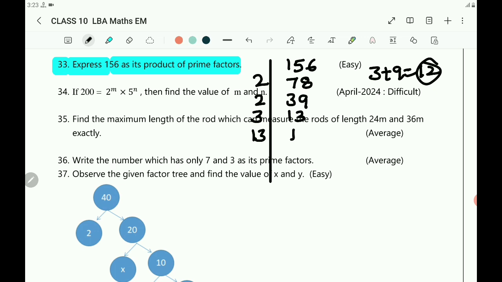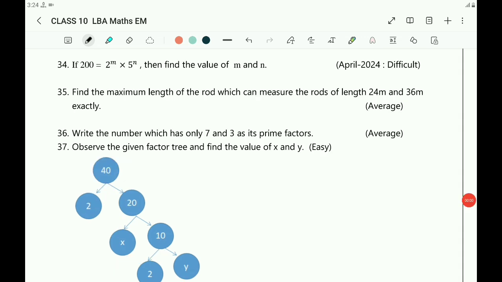You got the prime factors: 2 into 2 into 3 into 13, that is 2 power 2 into 3 into 13. Then you write 156 equals 2 power 2 into 3 into 13. This is the product of prime factors to get 156.